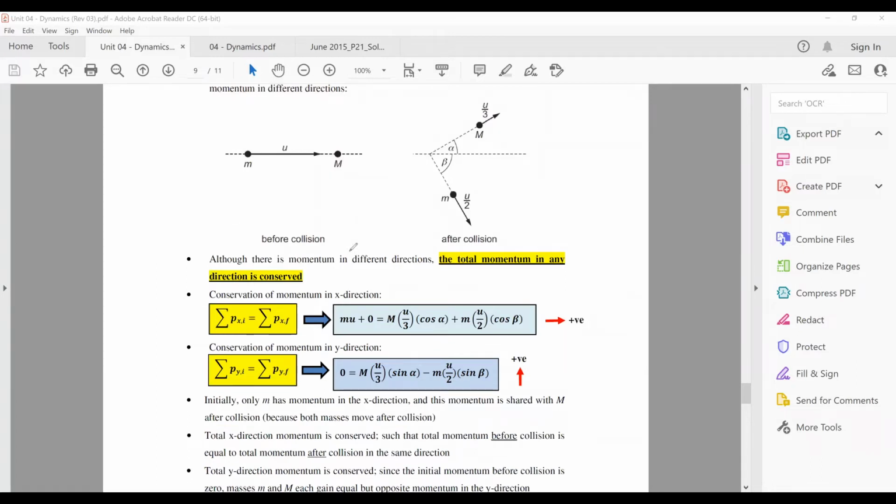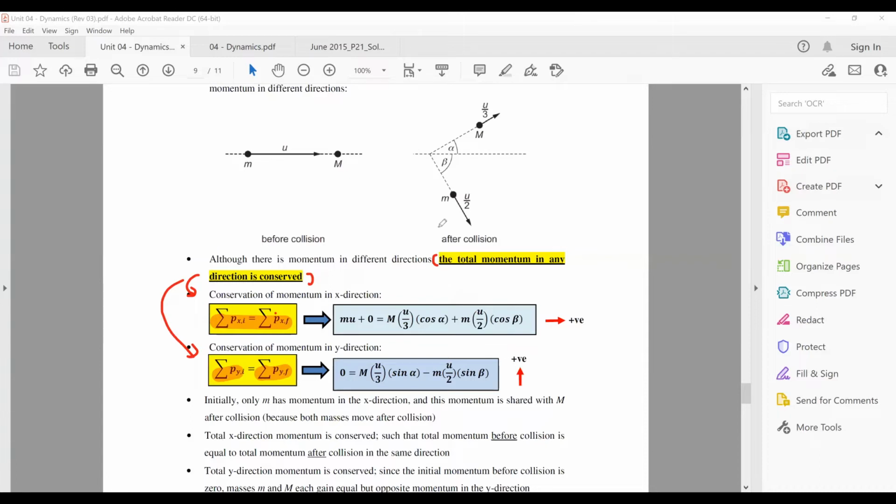When total momentum in any direction must be conserved, it means conservation of momentum in the x direction: the sum of initial momentum in the x direction is equal to the sum of final momentum in the x direction. It will also mean conservation of momentum in the y direction, where the sum of initial momentum in the y direction is equal to the sum of the final momentum in the y direction. That is what total momentum in any direction means.